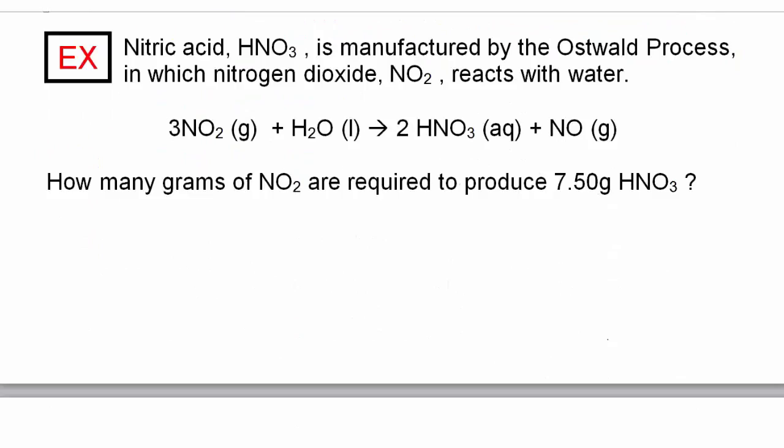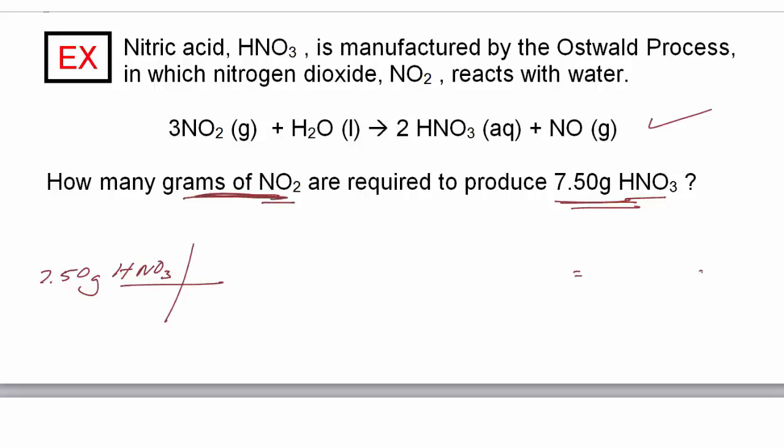Here's another one. Nitric acid is manufactured by the Ostwald process, in which nitrogen dioxide reacts with water. How many grams of nitrogen dioxide are required to produce 7.5 grams of nitric acid? So again, we're going from one compound to another. We need a mole bridge. Got it. You have the chemical reaction. Always start with the measurement. So we're going to start with 7.50 grams of nitric acid. We're going to convert and stop when we finally hit grams of nitrogen dioxide. And then we'll have our answer.